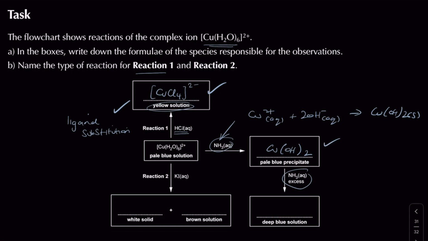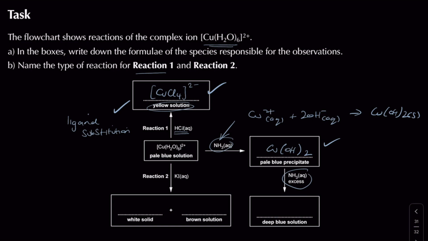Now of course, if we were to name that reaction, it's not asked us to, it would be precipitation. But the next one, where we add excess ammonia, it's going to be ligand substitution. So again, we'd go from copper 2 plus, and then we'd end up with 4 lots of ammonia replacing 4 out of 6 of our water ligands.